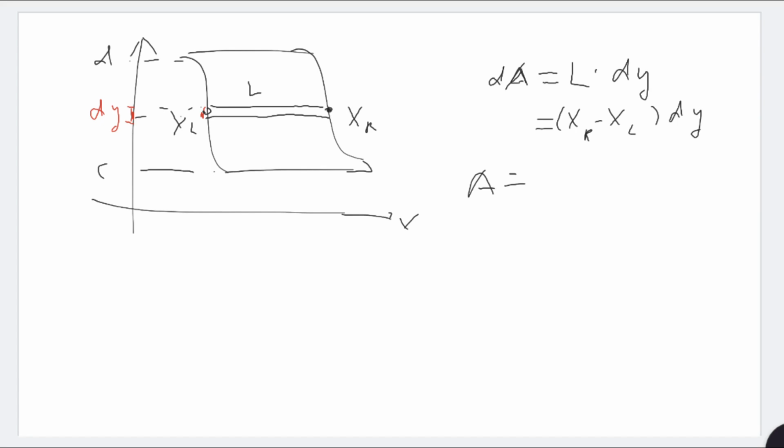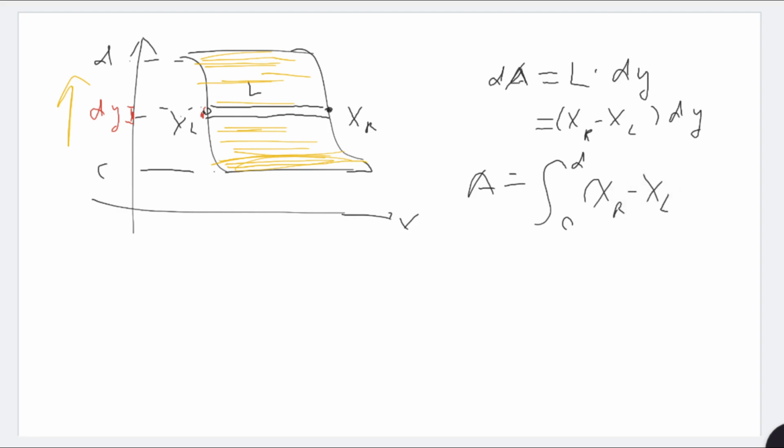Add all those areas of strips up from C to D. From the graph, you can see from C to D, our strips would start from here. The first strip, second strip, third strip, going up all the way to D. Okay, so it's the same calculus concept. C to D, x on the right side minus x on the left, dy. So y is going to be the variable. Horizontal strip, y is a variable.